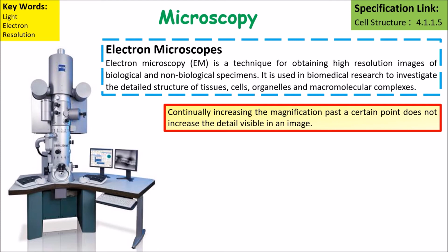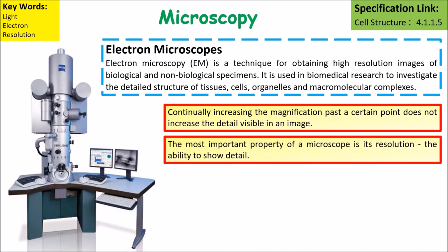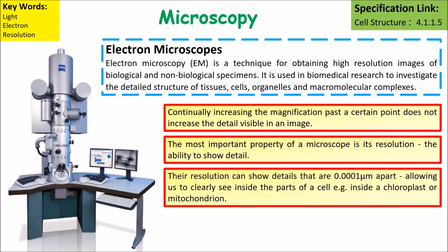With an electron microscope, it increases the detail of what we can see because it's using the wavelengths of a beam of electrons rather than the wavelength of light. Most importantly, it has a much higher resolution. The resolution can show details that are 0.001 micrometers apart. This allows us to clearly see inside parts of the cell, for instance, inside the chloroplast or inside the mitochondria.